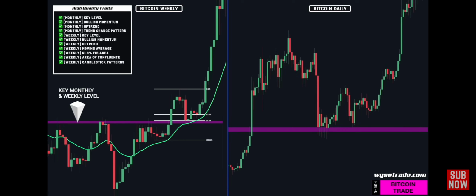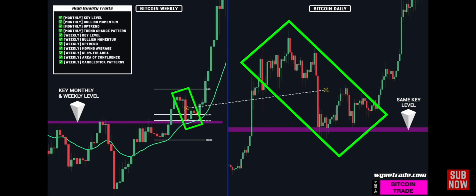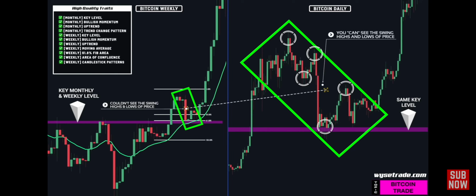Here's the very key monthly and weekly level, and here is the same key level on the daily. Here is the pullback area on the weekly. Here's the same pullback area on the daily. Here is the weekly time frame area of confluence. Here's the same area of confluence on the daily. Now on the weekly time frame, notice how you couldn't see the swings of price, whereas on the daily time frame, you can clearly see the swing highs and lows and movements of price.